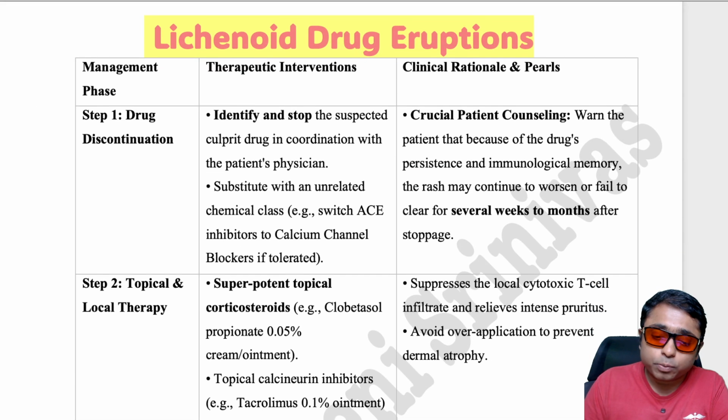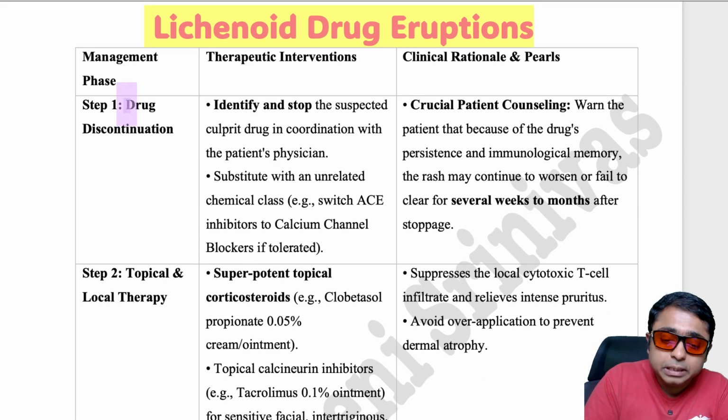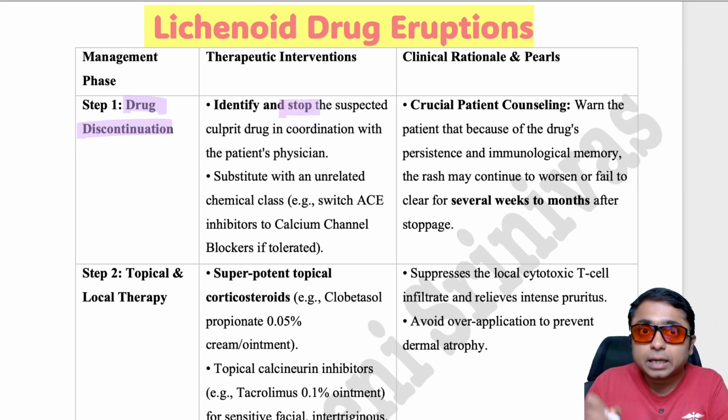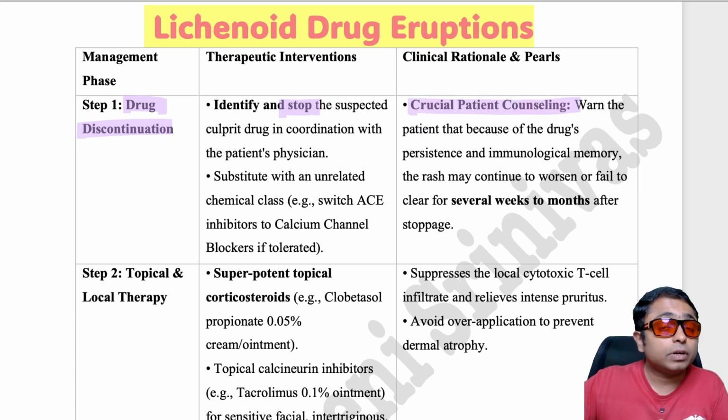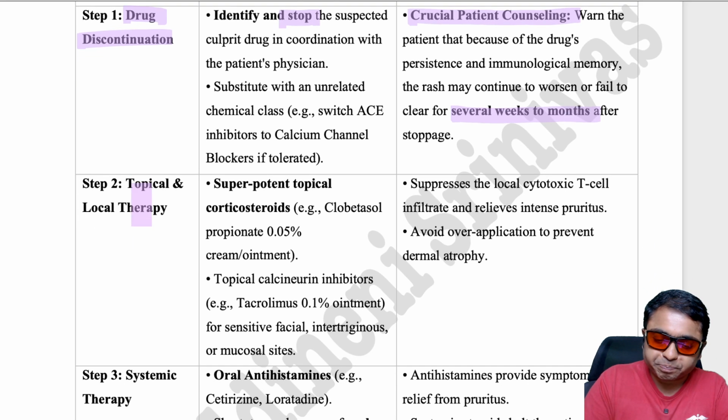So, what is the management protocol? Obviously, step number 1 is going to be drug discontinuation. We have to identify and stop the suspected culprit drug, and we have to also give counseling to the patient. Like I have told you, even after stopping this medication, the lesions could persist and even new lesions could also develop, and it could take up to several weeks to even months to clear the lesions.